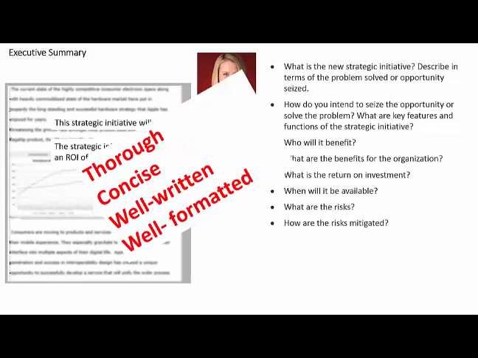Your executive summary needs to be thorough, concise, well written and well formatted. And use simple language. Sentences of approximately 6 to 10 words are good for an executive summary. It makes understanding and capturing the information easier.